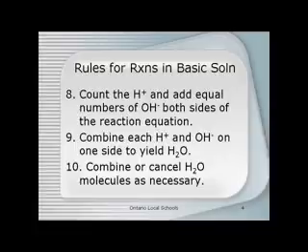Well, at last we come to rules 8, 9, and 10 that are specifically for reactions in basic solution. What we're going to do is count the H plus and add equal numbers of hydroxide ion to both sides of the reaction equation. Make sure that you add equal numbers of hydroxide ion, OH minus, to both sides of the equation for every H plus that you have, and you should have H plus just on one side of the equation. Rule number 9, on the side of the equation that you have the H plus and the OH minus, you want to combine them so that you have water. And then for number 10, combine or cancel the water molecules as necessary.